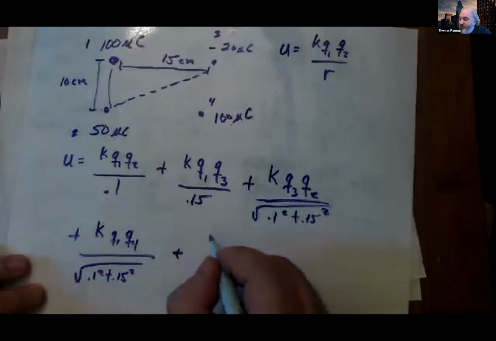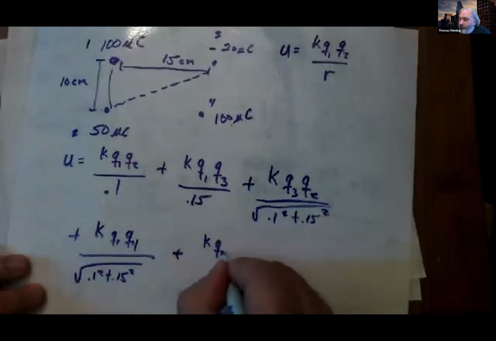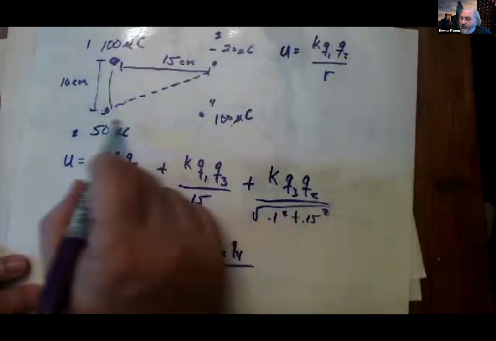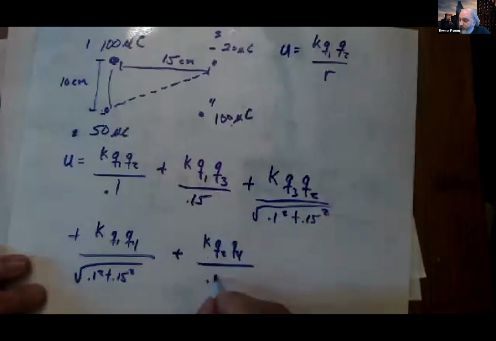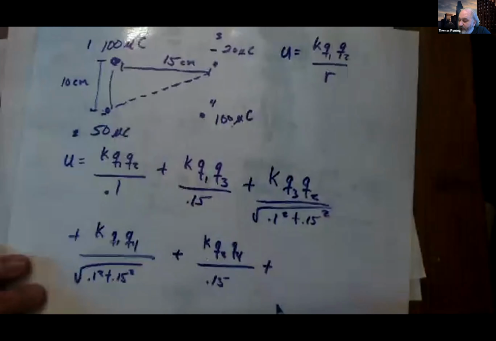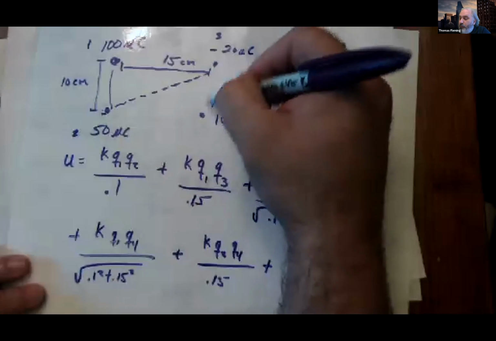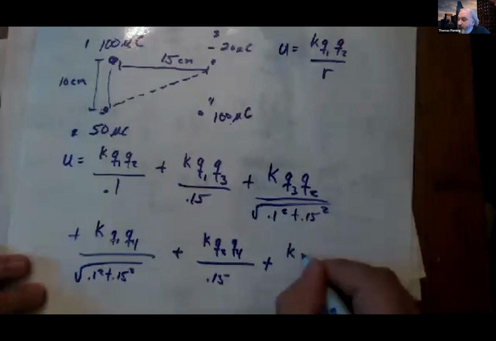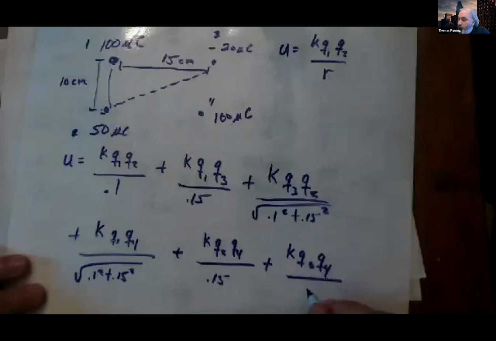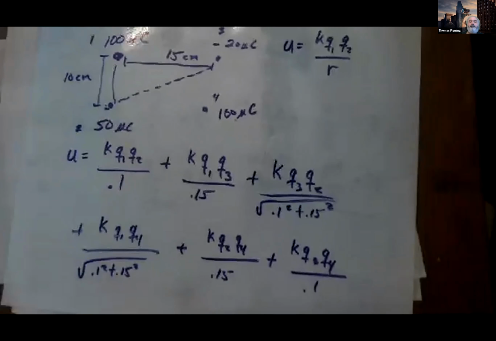Plus, now I'm going to have K, Q2, Q4. And 2 and 4 are 15 centimeters apart, so 0.15. Plus, then I'd have these two, K, Q3, Q4, over 0.1. So that was super easy.